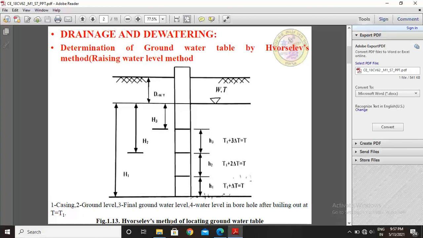Let h1, h2 and h3 be the height of water level above the level 0-0 at time delta t, 2 times delta t and 3 times delta t. The time interval delta t is selected depending upon the type of the soil. The height of the water table above the levels 0-0, 2-2, 3-3 is calculated from the following equations.